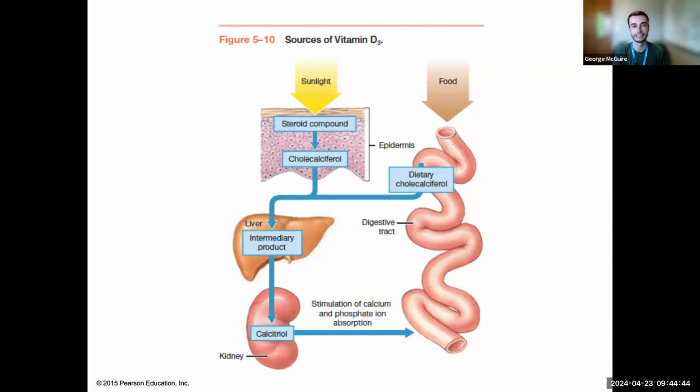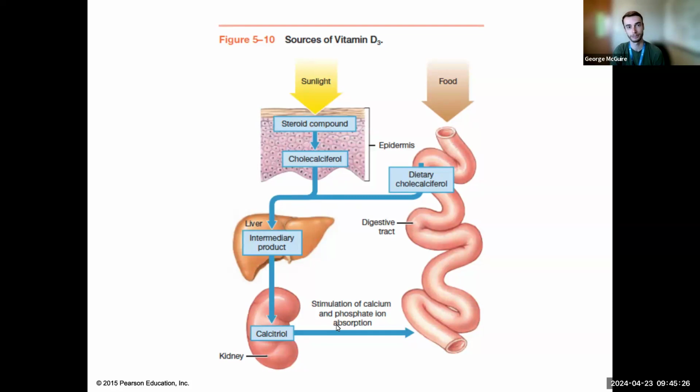But vitamin D is a steroid compound, so very similar to cholesterol. And our skin cells, our epithelial tissue, has extra cholesterol that was produced to help with that waterproofing of our keratinocytes. And so the UV rays from the sun can modify that cholesterol into a steroid precursor for vitamin D. So calcitriol is mature vitamin D. Cholecalciferol and its intermediary product are not active versions of vitamin D. These are the subversions that are the substrates that will eventually become our active calcitriol.